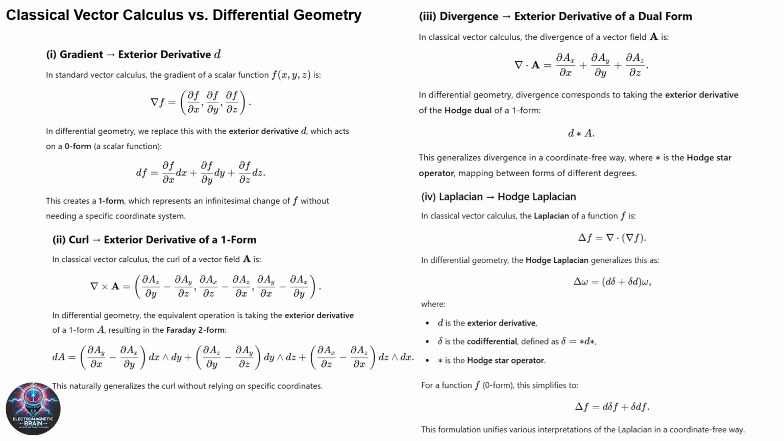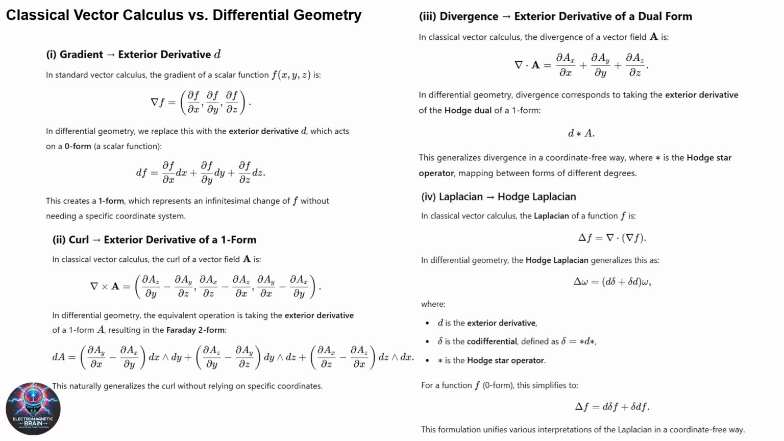Next, we replace the curl with the exterior derivative of a one-form, which naturally extends to the Faraday 2-form. This transformation removes the dependence on predefined coordinate systems, making it applicable in generalized manifolds and high-dimensional spaces. By using differential forms, we describe field behavior in a way that remains consistent under coordinate transformation.